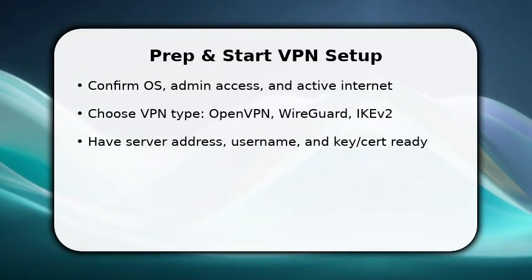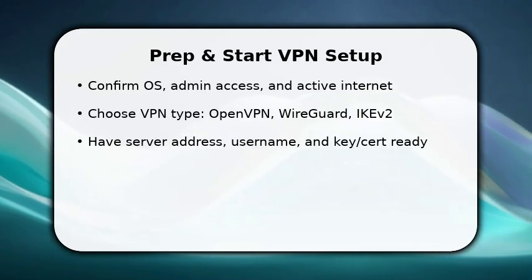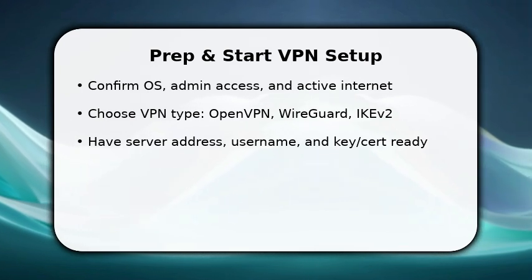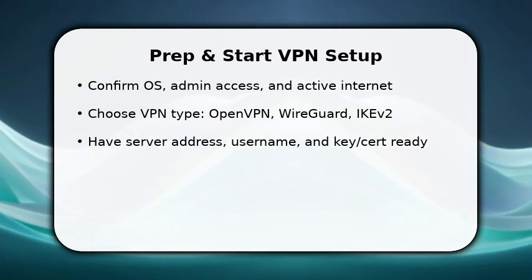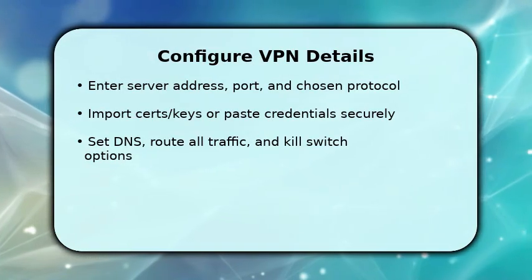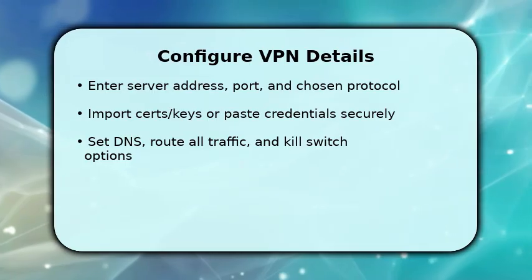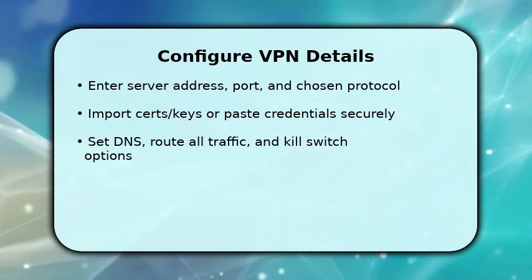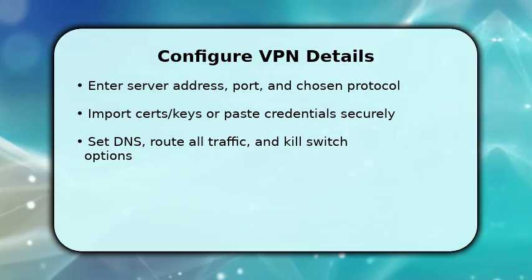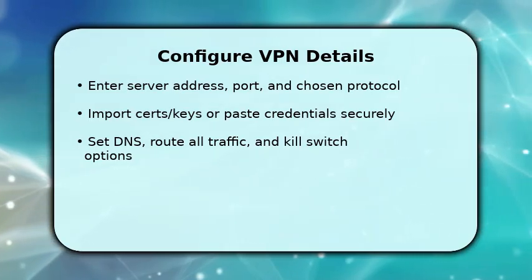Now open the client or system network settings and select Add Connection. Make sure to choose the protocol you prepared credentials for. This prevents rework later. You now enter the specific connection parameters: server address, port number, and the protocol you chose earlier. Import certificates or paste the private key and username/password exactly as provided, because small errors break authentication.